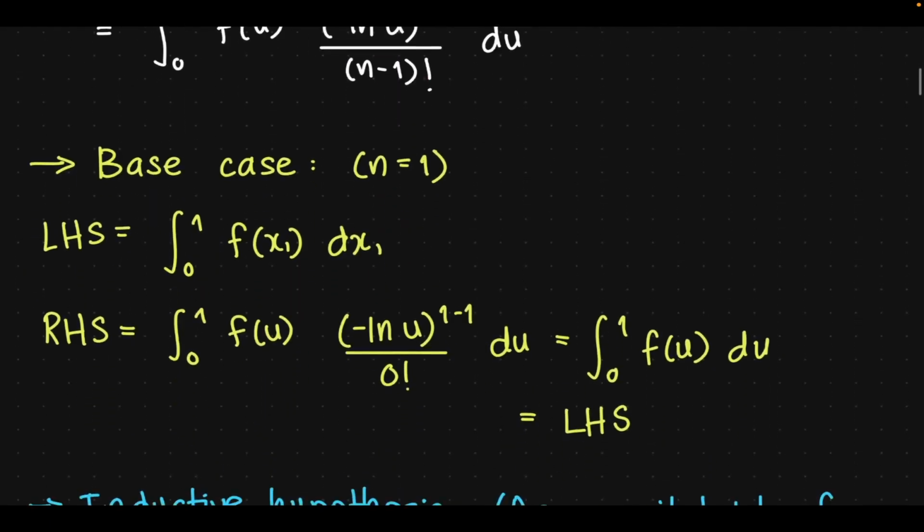And on the right hand side, we have the integral from 0 to 1 of f of u times minus ln u to the 1 minus 1, over 1 minus 1 factorial, which is 0 factorial. We have minus ln u to the 0th power, which is 1. So this entire thing goes away. And we have the integral from 0 to 1 of f of u du, which, if you interchange the integration variable, since it's a definite integral, is the same as the left hand side. So LHS equals RHS, and that proves the base case.